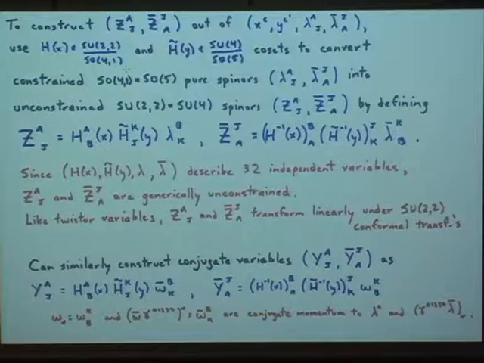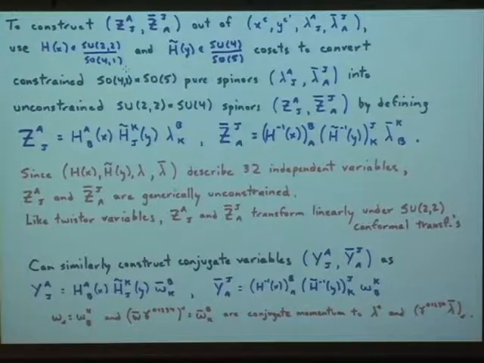And the X's and Y's, of course, describe 10 independent degrees of freedom. So Z and Z bar are naturally described in terms of 32 independent variables. But of course, the components of these are just 32 components. So these are generically unconstrained variables. So I've combined my X's and lambdas. This looks something like a twistor transform in terms of these twistor-like 32 component variables, which now transform linearly under the SU(2,2), which are just the conformal transformations.